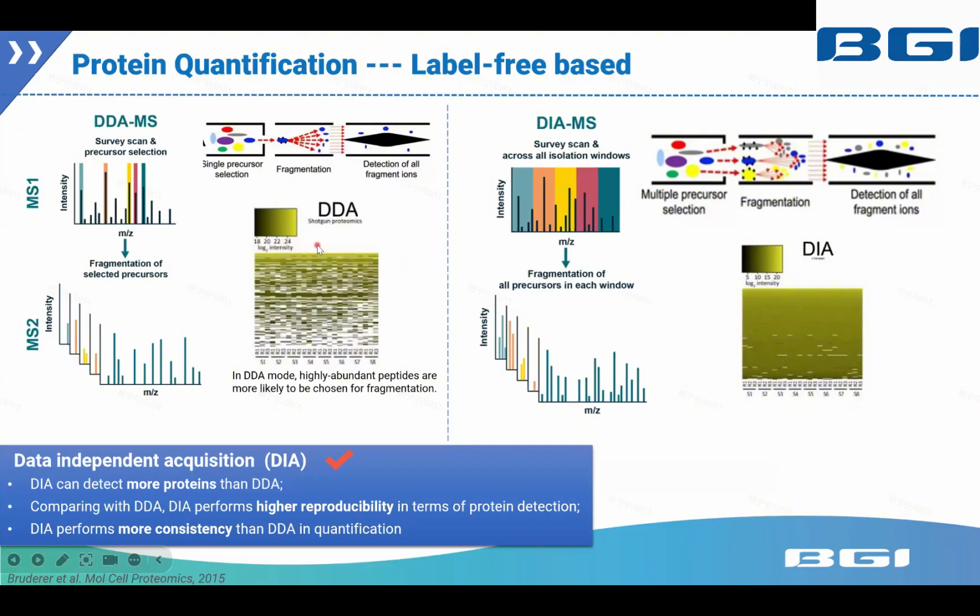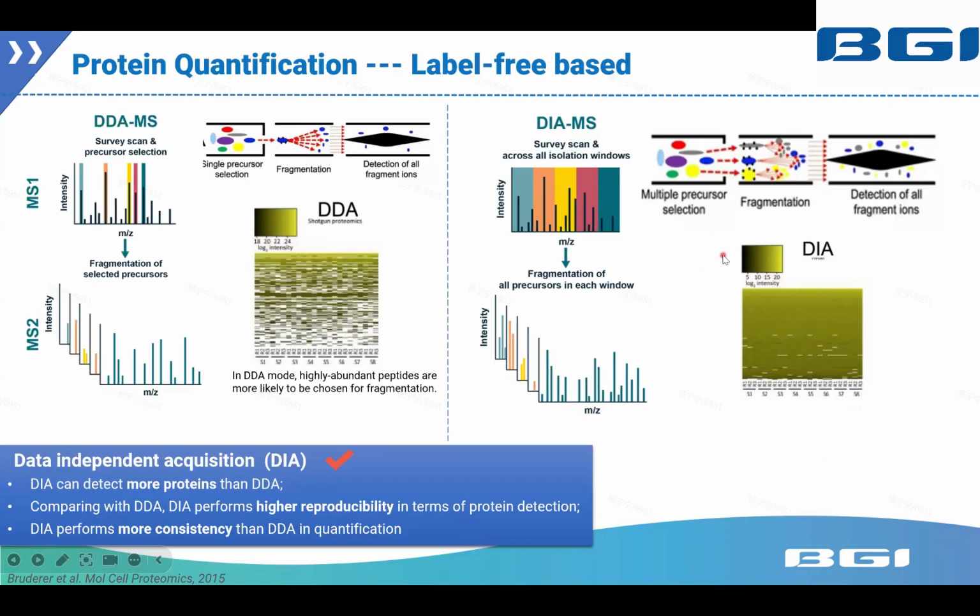So the DDA is based on the peak intensity information for the parent ions obtained from the first MS scan. It only selects a few parent ions with the highest signal intensity for fragmentation. So this selective collection leads to randomness and incompleteness.